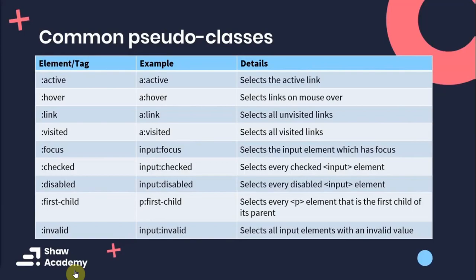And then we have the first child. And here we have a slightly different approach, because here we're using a paragraph tag associated with the first child class. And this selects every p tag or element that is the first child of its parent. Again, sounds like a mouthful, but it's really not that complicated. And then lastly, we have invalid, where we are taking an input, we associate it with an invalid pseudo class, and this selects all input elements with an invalid value.